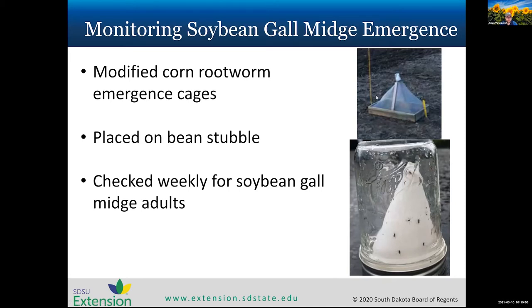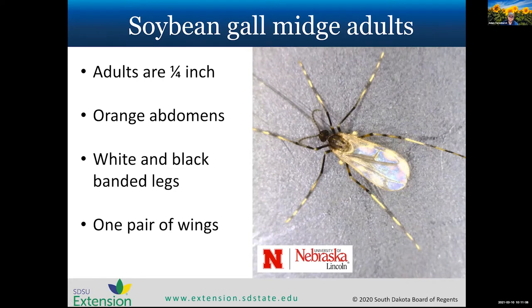So we put them out there though, and we check them weekly. So typically we want to get out there as soon as we can, right after planting. And then we monitor, and each time we check, we're looking for these little flies. Now the flies are fairly easy to identify. They're not very big. So there are a lot of small flies that we catch each time we go out there. A lot of things actually are emerging from the soil in the spring, and it's not a huge surprise. It's a safe place to be when it's cold.